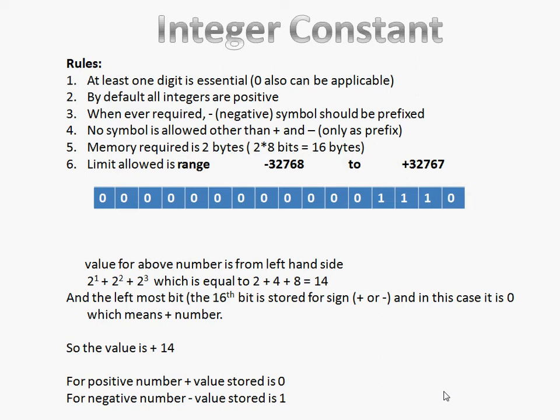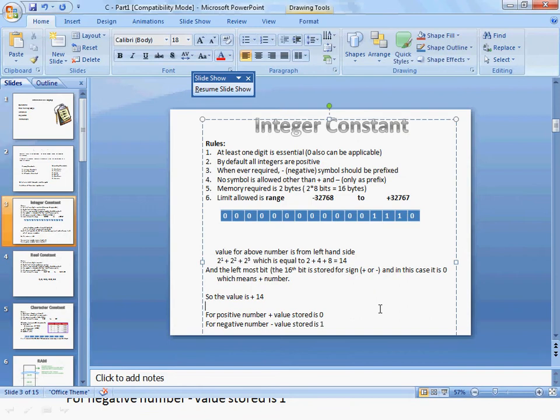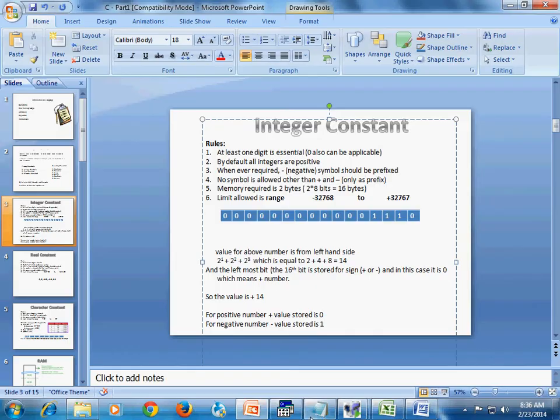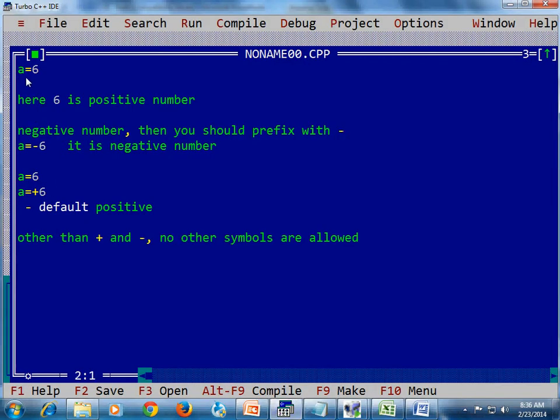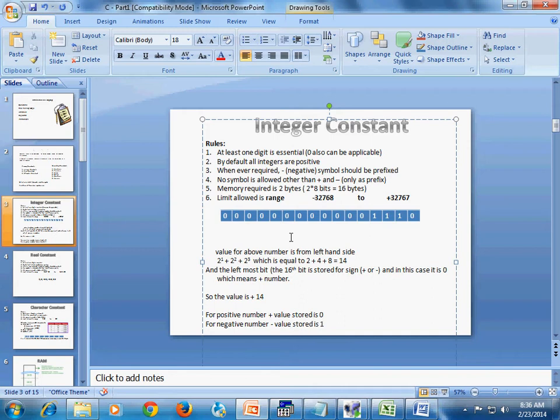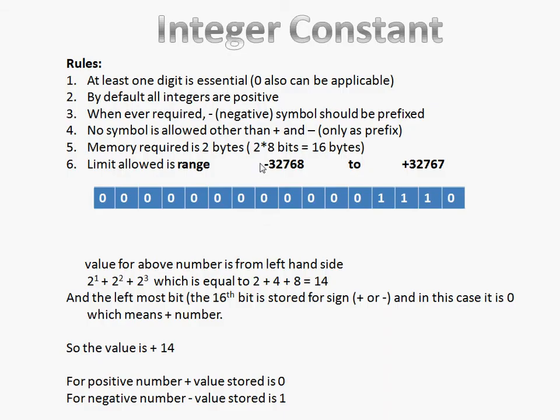The memory: in our example we have seen, this variable a will be allocated with 2 bytes of memory. So when I say 2 bytes, it is 2 into 8 bits, which is nothing but 16 bits. And what is the range of values which we can store in an integer? We can't store all the negative and all the positive numbers. Why? Because we have only 16 bits.